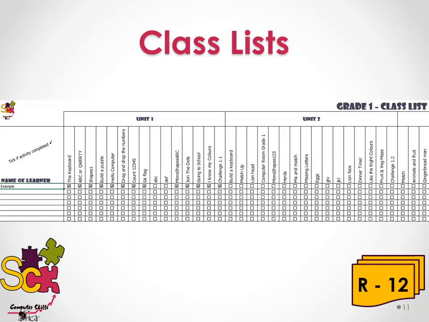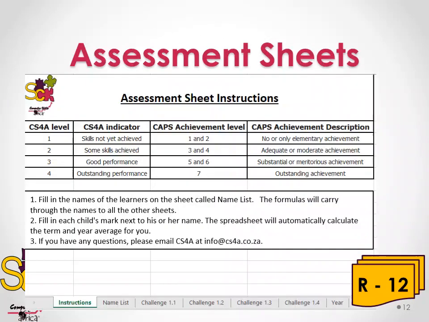On the admin side, there are class lists given to the teachers. So they will fill in the names of the children here, and then they will tick which activity or which worksheet that child has in fact done. No marks in this. In the assessment sheets, that's where we put marks in.